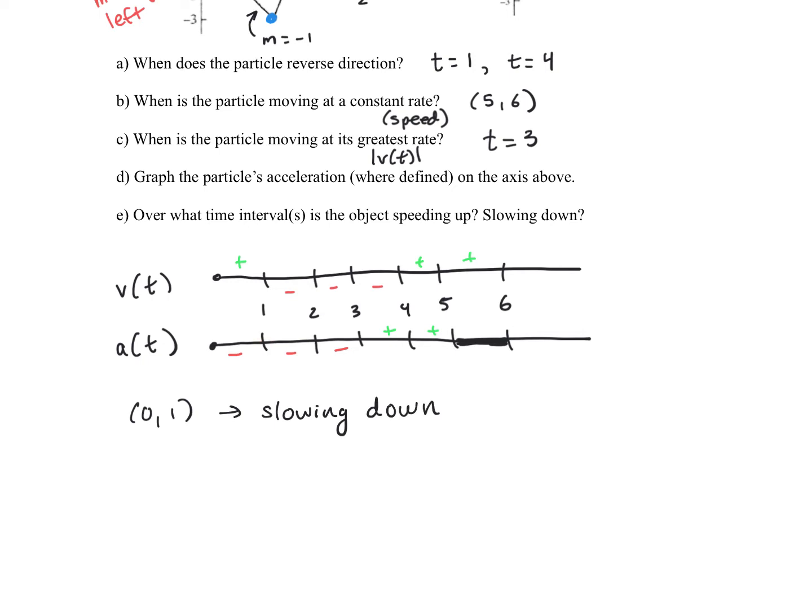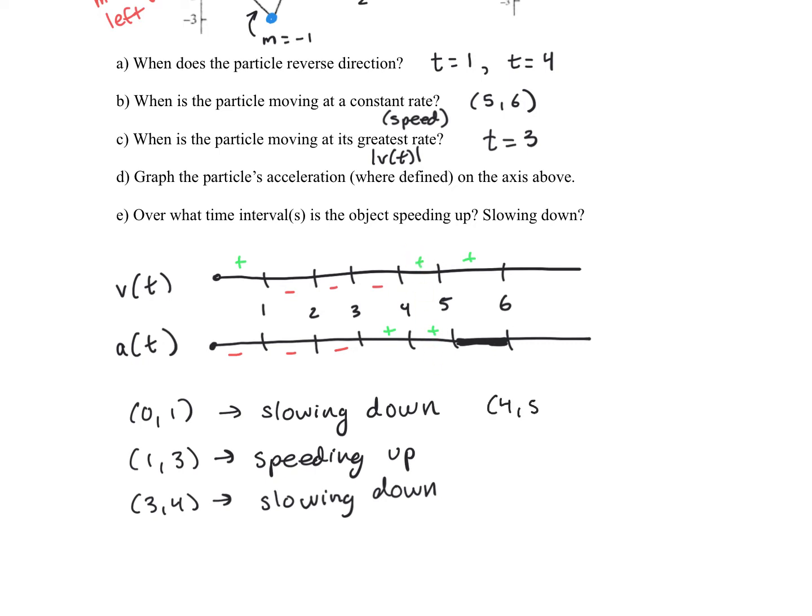And then you could see here from 1 to 3, velocity and acceleration are both negative. So from 1 to 3, it's actually going to be speeding up. And then from 3 to 4, the signs are opposite. So that means that our object is slowing down. And then from 4 to 5, they are both positive. So since they are the same, that means our object is speeding up.